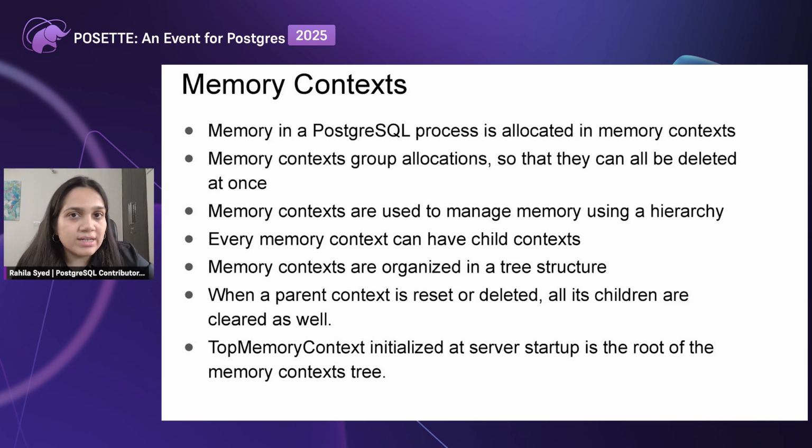If you imagine a tree-like structure, the root of this tree will be the top memory context. And this top memory context is created at the server start. The top memory context essentially is never deleted. It is only deleted when the server stops. And allocating memory in the top memory context means that essentially you're doing a malloc.